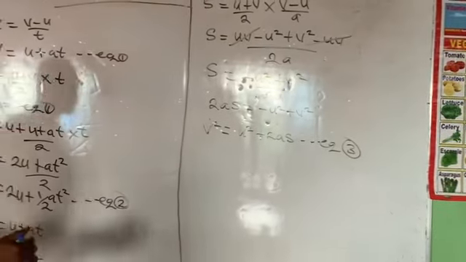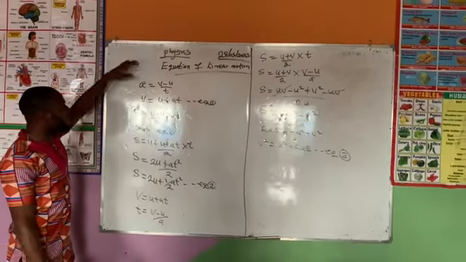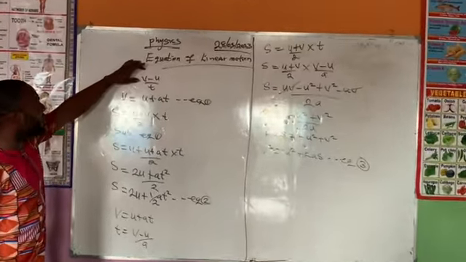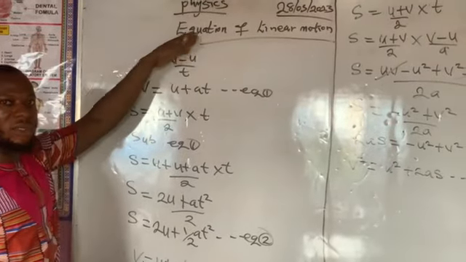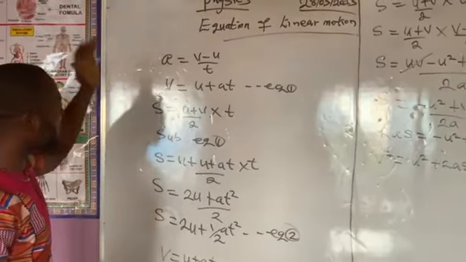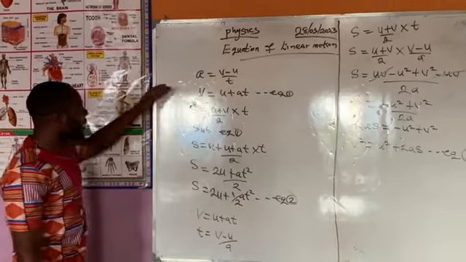These are the equations of rectilinear motion, where a stands for acceleration, v is the final velocity, measured in meter per second, u is the initial velocity, measured in meter per second, and t is the time, measured in seconds.